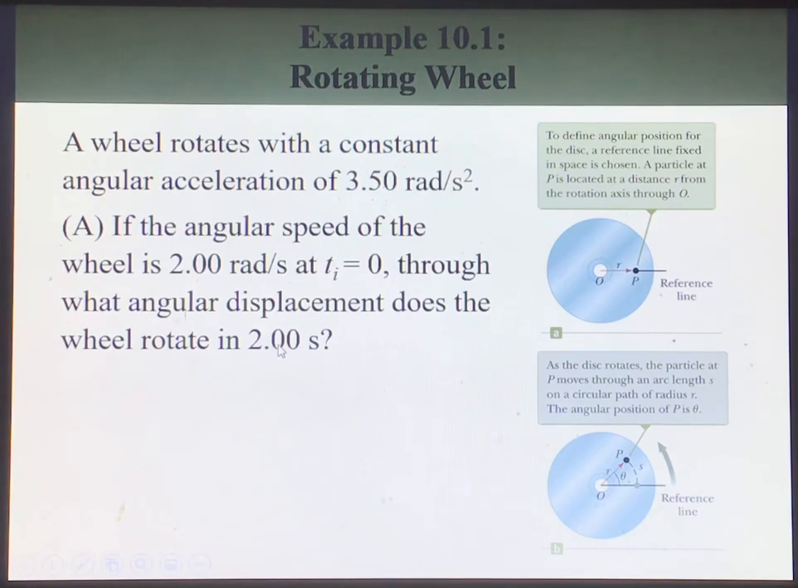So in this problem, I want to calculate this angular displacement, and it tells us what the angular acceleration is. It's a constant value. It tells us what the initial angular speed is, and I want to calculate the angular displacement at t equals 2.0 seconds.